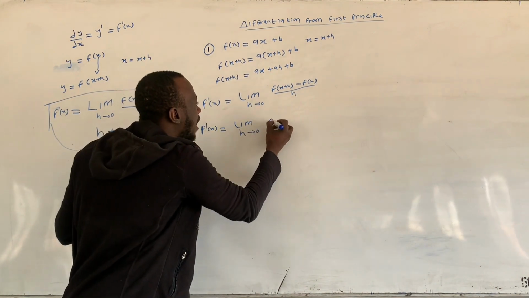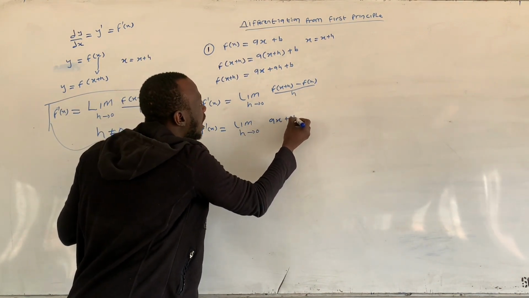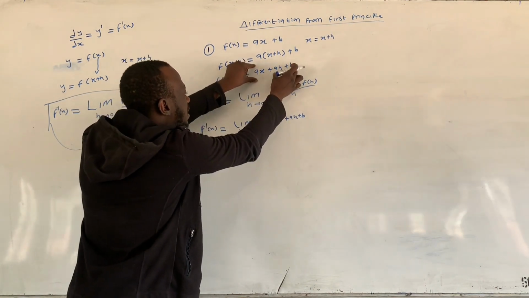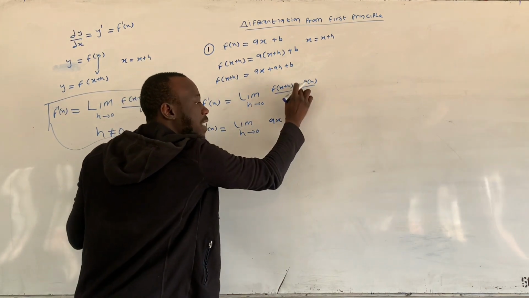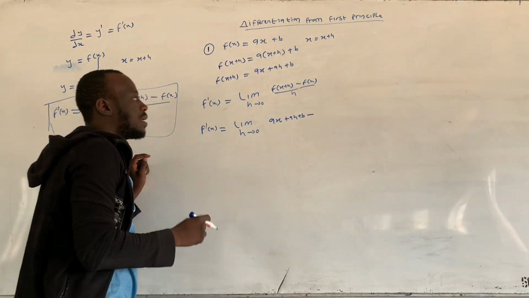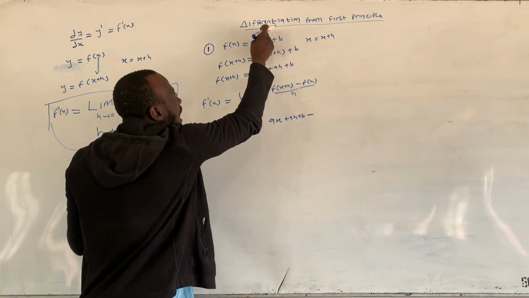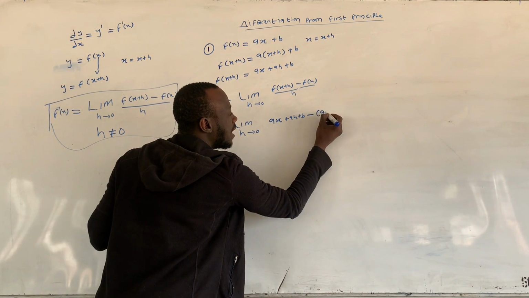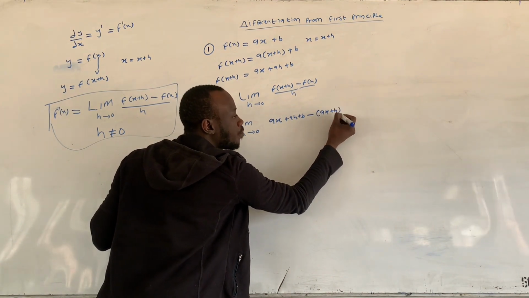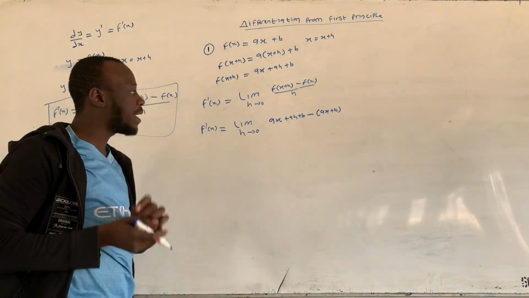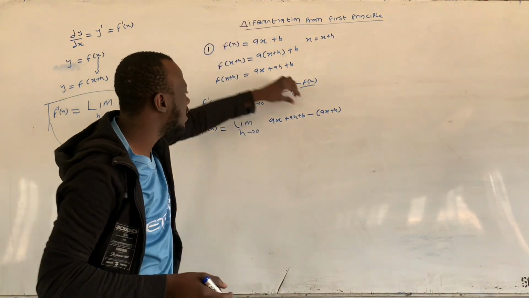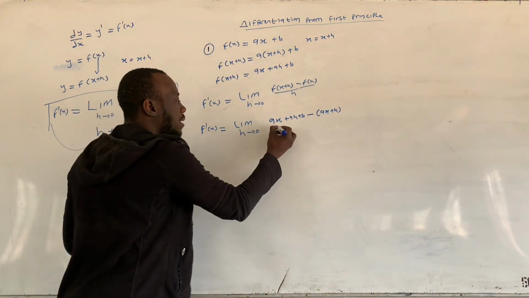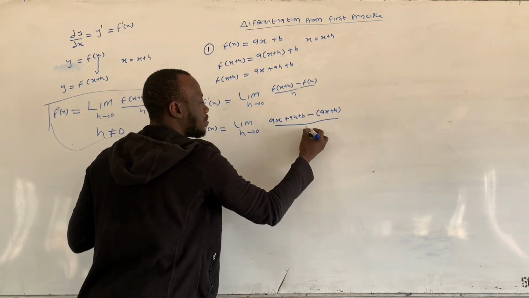Then we have ax plus ah plus b. Meaning f of x plus h is this, since they are equal. Then the minus sign. What is our f of x? Our f of x is our original equation, the first equation. We say bracket ax plus b. Please don't forget to put the f of x inside the bracket, because of this negative sign. All over h.